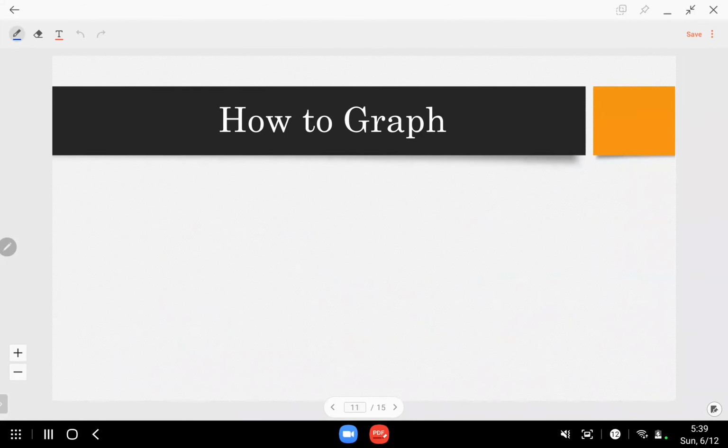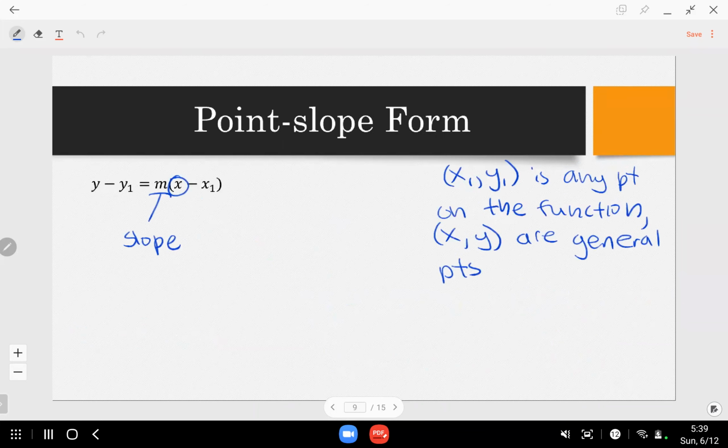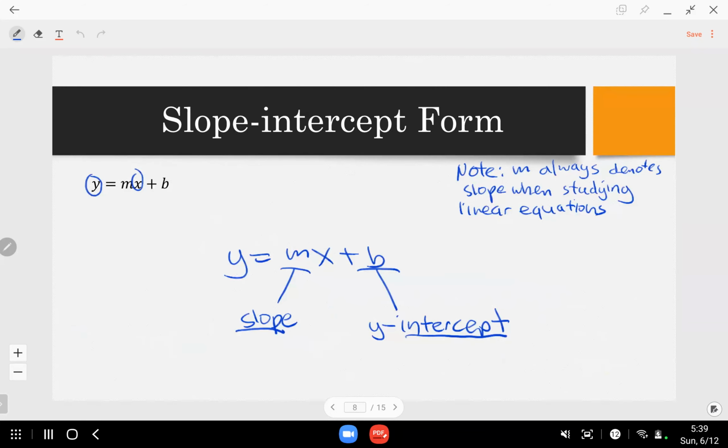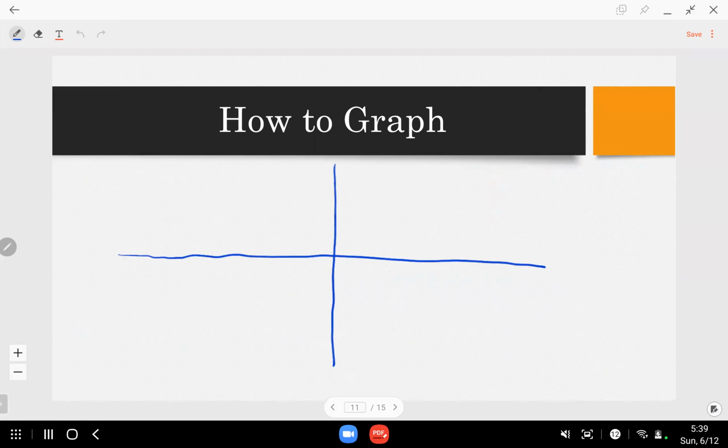So now we finally come here: how to graph all of these. How do you graph all of these? All right, so now that I've explained all these forms, it's actually pretty easy to think about how to graph them. All right, so let's have these up for reference.